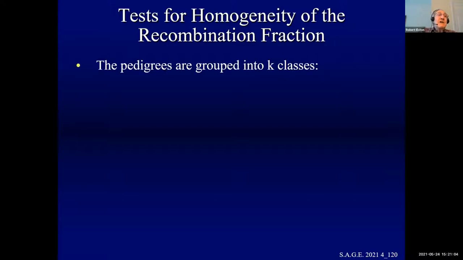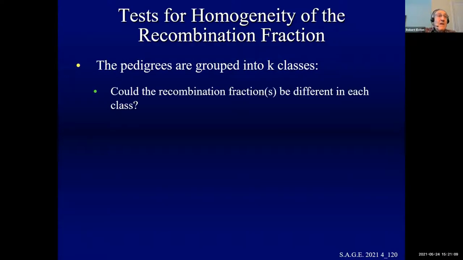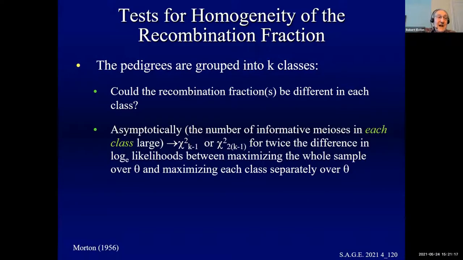Suppose the pedigrees are grouped into K classes. Could the recombination fractions be different in each class? Asymptotically, the number of informative meioses in each class is large, is what we mean by asymptotically here.